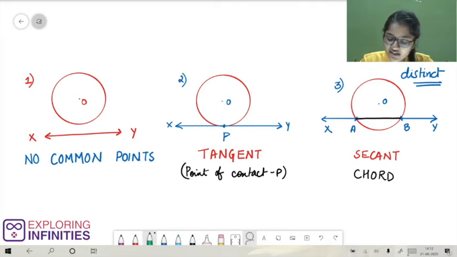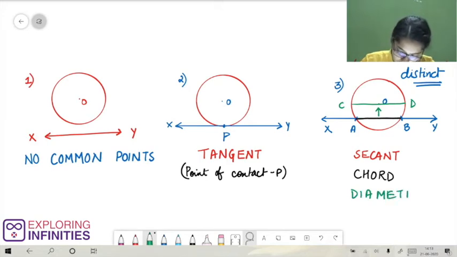Next, consider this chord AB moving closer to the center. At some point, chord AB will be passing through the center. In the case where AB passes through the center, let us call this chord CD. So here we have a chord which is passing through the center. This chord is called diameter. That means any chord of the circle which is passing through the center is known as diameter of the circle.